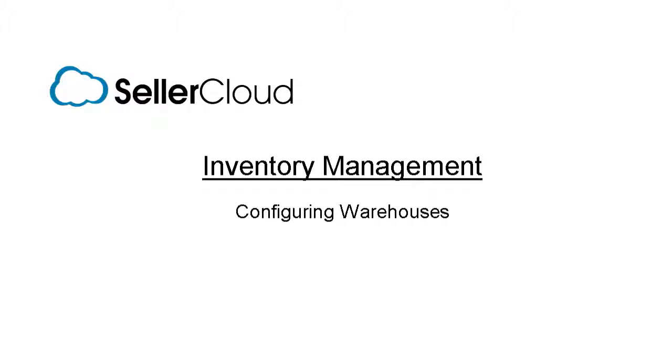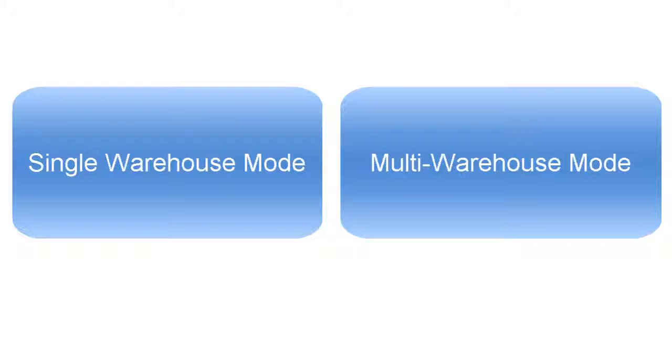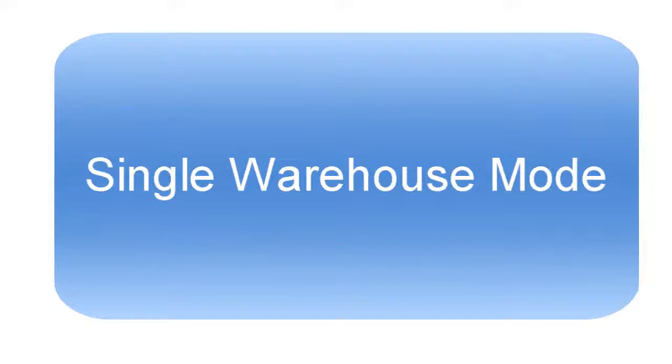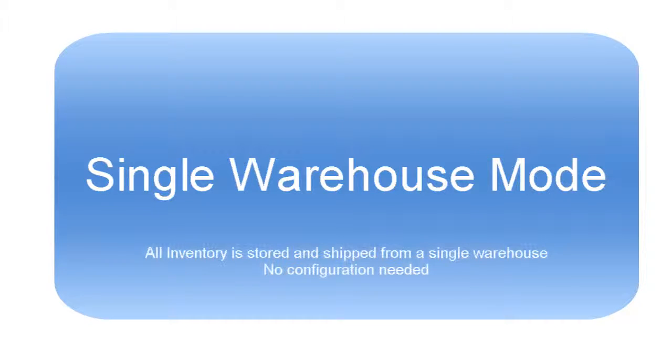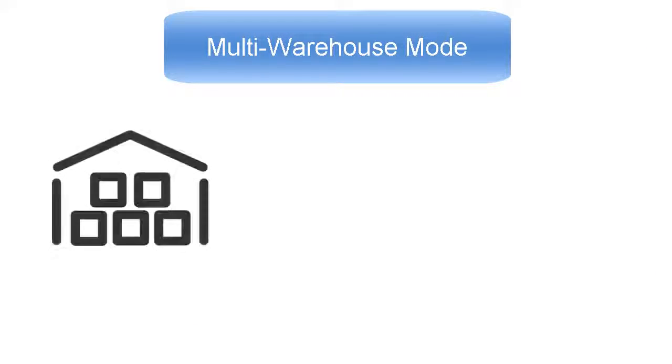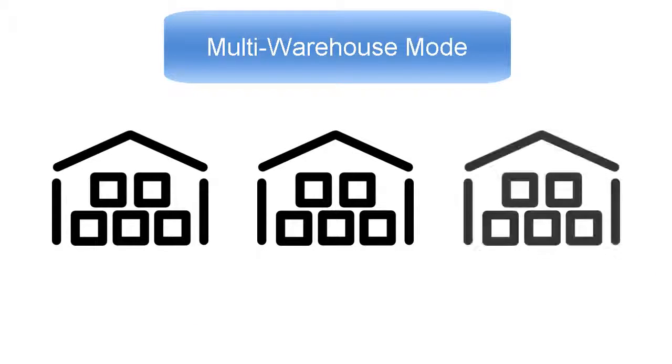Before bringing inventory into your SellerCloud system, you can set up the warehouses with which you will be storing or associating the inventory. SellerCloud operates in either a single warehouse mode or a multi-warehouse mode. With the single warehouse mode, all inventory is stored and shipped from a single warehouse, and no additional configuration is needed. With the multi-warehouse mode, you can create as many warehouses as you need.